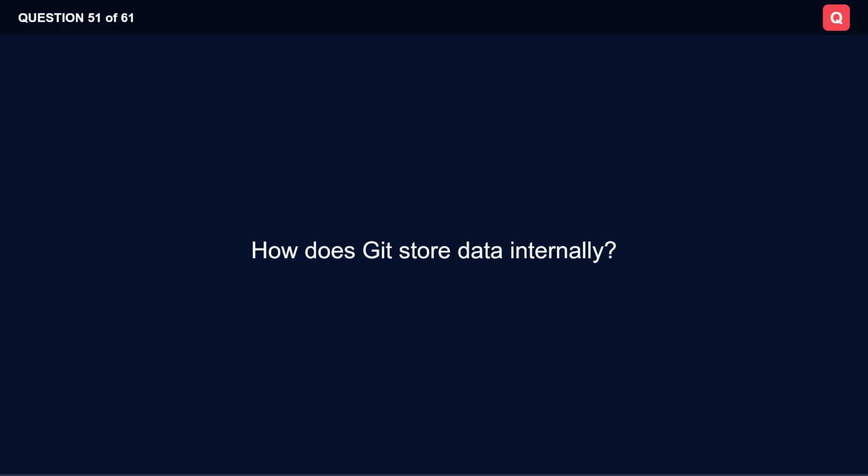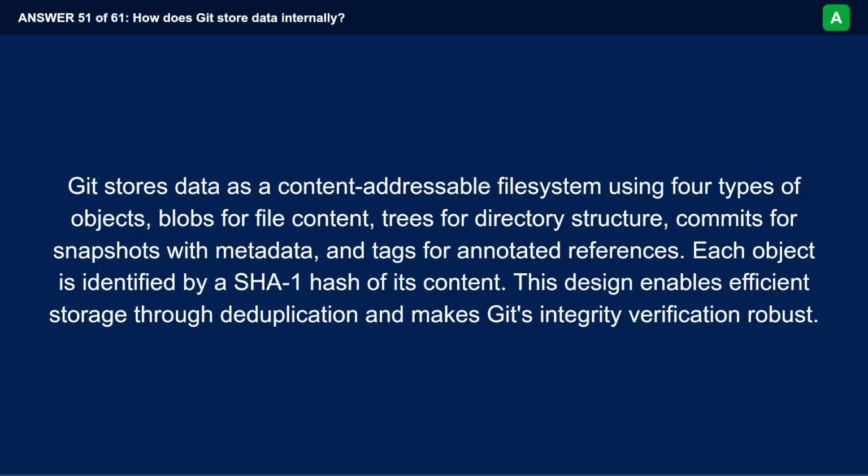How does Git store data internally? Git stores data as a content-addressable file system using 4 types of objects: blobs for file content, trees for directory structure, commits for snapshots with metadata, and tags for annotated references. Each object is identified by a SHA-1 hash of its content. This design enables efficient storage through deduplication and makes Git's integrity verification robust.